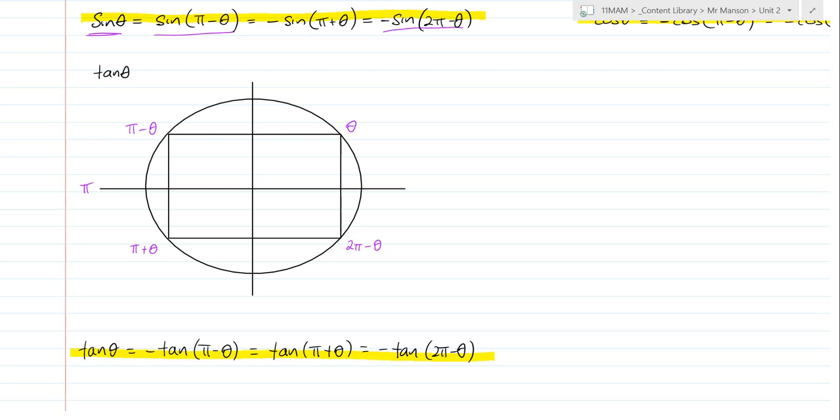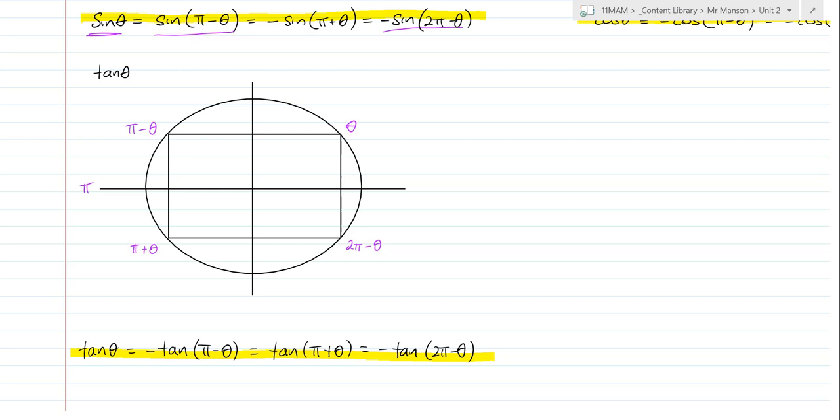Tan of pi minus theta is in the second quadrant. What's our tan relationship? Sine over cos. Is sine positive or negative in the second quadrant? Sine is the vertical, and the vertical is positive. Is cos positive or negative? Negative, because it's in the negative axis. What's a positive divided by a negative? A negative, thanks. Positive divided by a negative is a negative. Tan of theta is the same as tan of pi minus theta, but it's negative. So we're getting that relationship again.